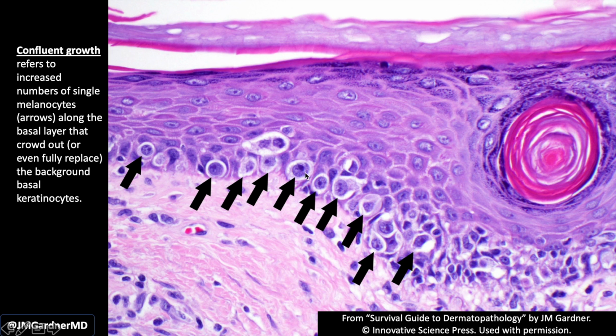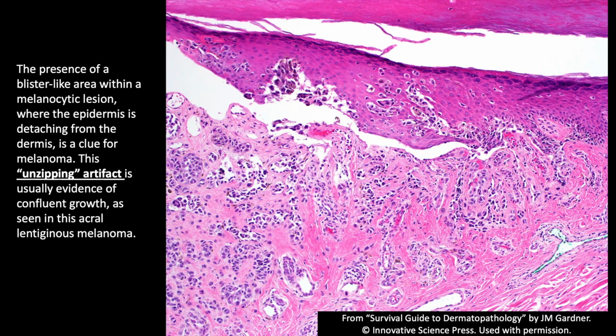In practice, though, confluent growth is something that's easy to talk about, but it's actually a lot more challenging, and it's not usually as straightforward as this. So I'm going to teach you that feature, but I'm going to tell you that it's really something that is challenging to evaluate in practice, unless it's really dramatic like this case here.